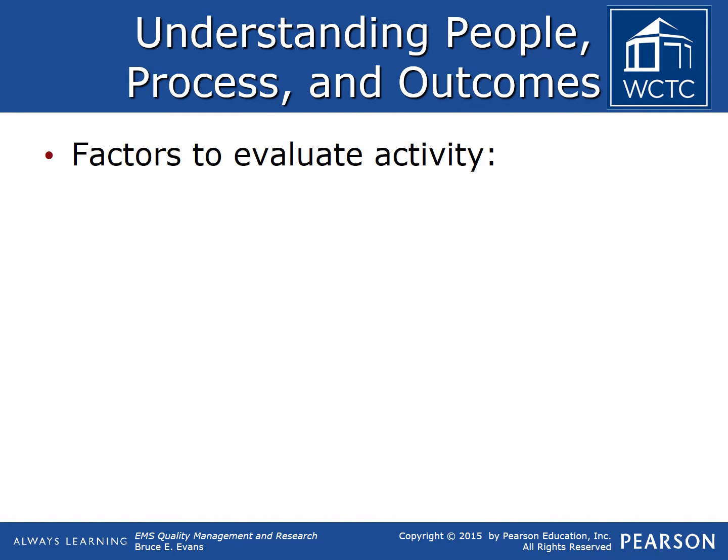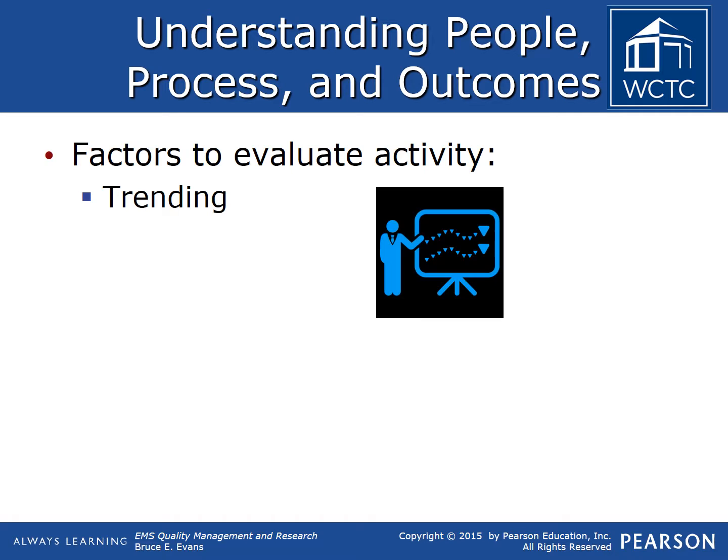To assist in evaluating activities, managers may use factors such as trending, causation, benchmarking, best practices, and published referencing. Trending is a way of looking at data graphically to determine if the outcome data indicates the activity is moving in the right direction over time. Causation necessitates the application of tests to a set of data points plotted on a process control chart.